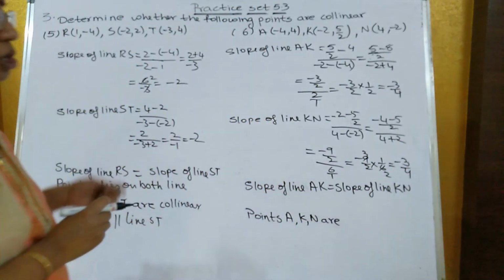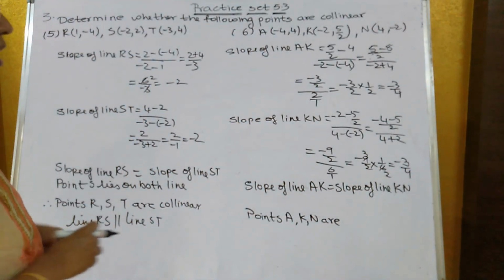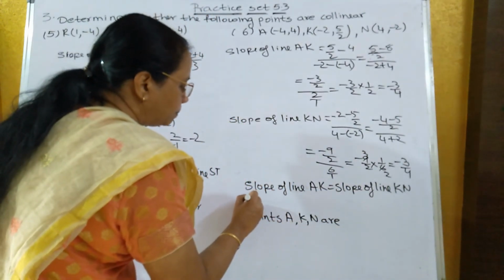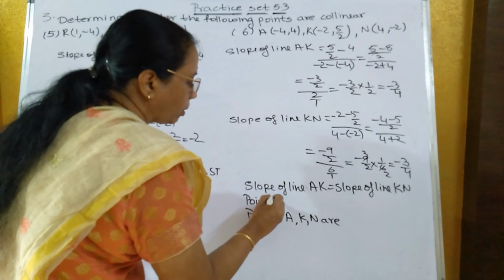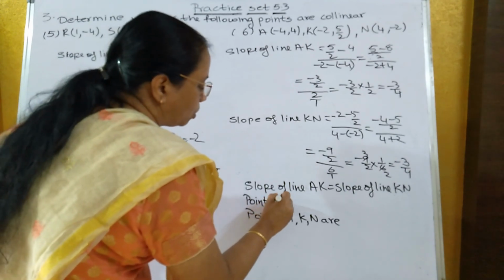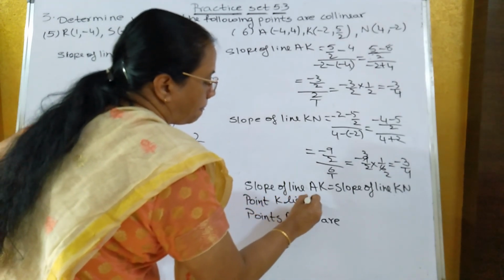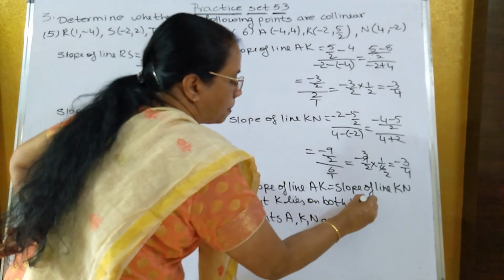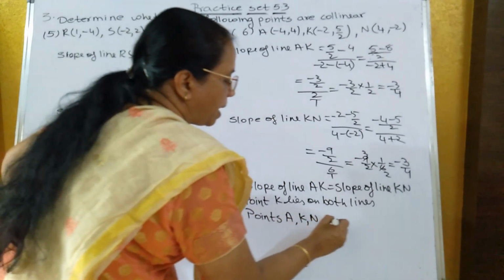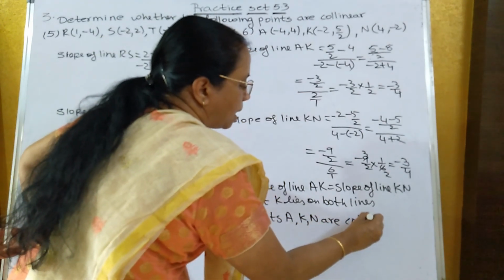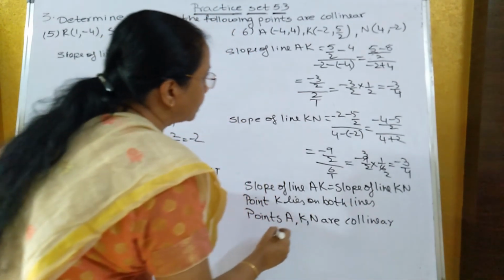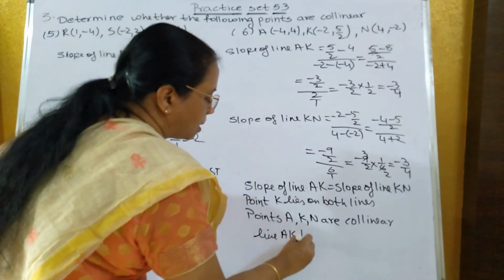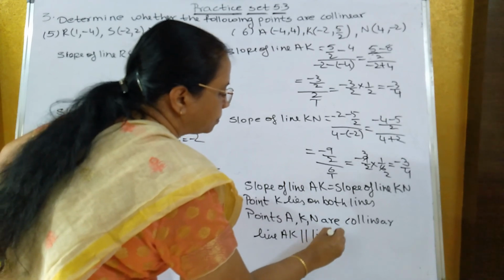So both the slopes are equal. So slope of line AK is equal to slope of line KN. Point K lies on both lines. Therefore points A, K, N are collinear and the lines are also parallel. That is, line AK is parallel to line KN.